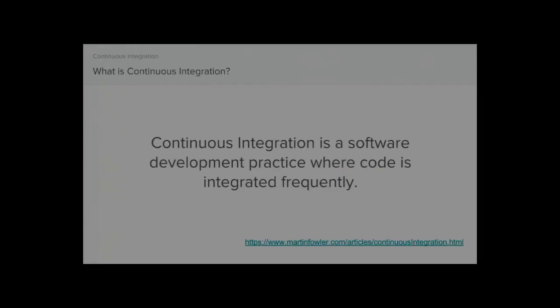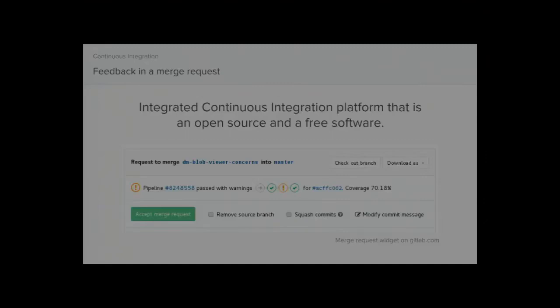We knew that we were going to use continuous integration to automate testing, and continuous integration is a software development practice where code is integrated frequently. We're quite lucky because we had our own integrated GitLab CI/CD solution. That's an integrated product. You can use that whenever you push code to GitLab to see continuous integration feedback in merge requests. It's free open source software, part of the GitLab Community Edition as well.